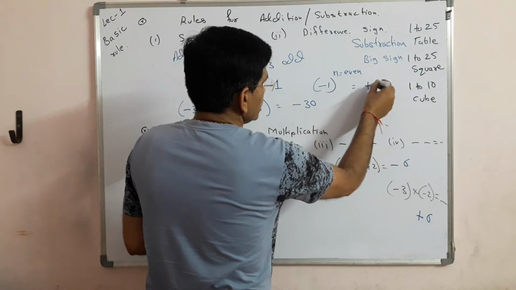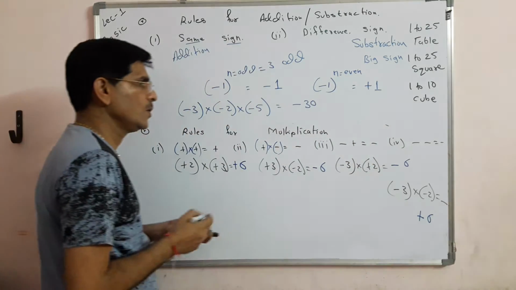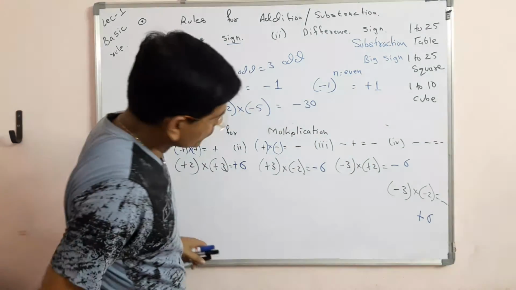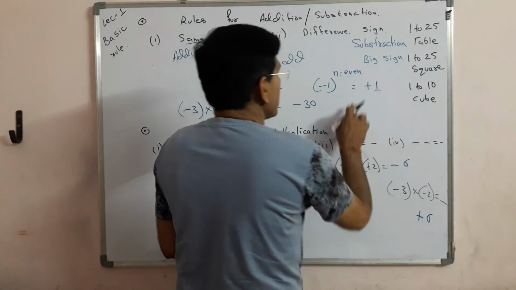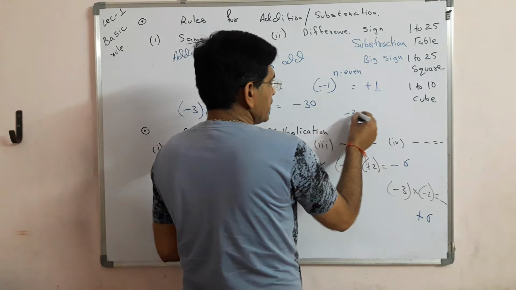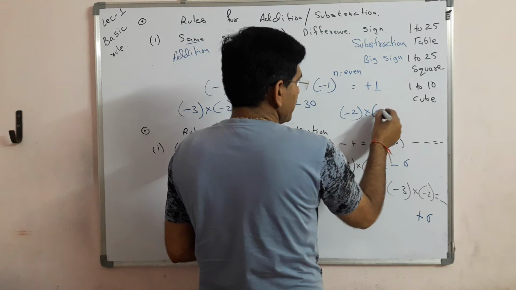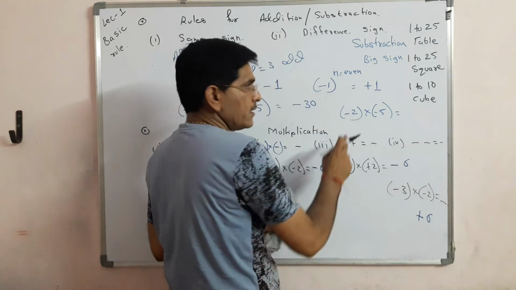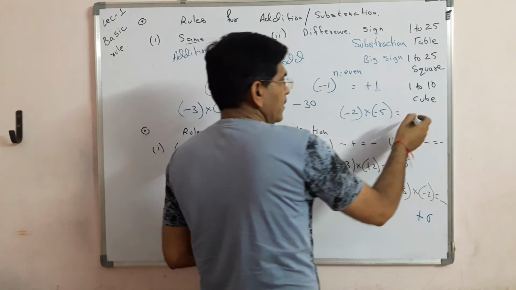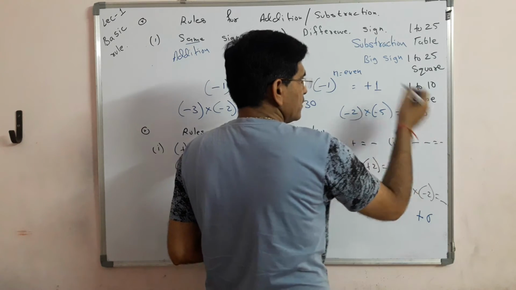When n is even, then the answer is plus sign. So we can also check through practice. How many times are there? Even. So minus 2 multiplied by minus 5. How many times is the negative sign there? 2 times. So it is even. So the answer is plus 10.